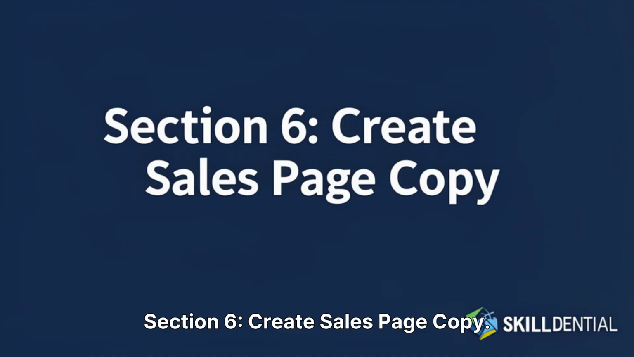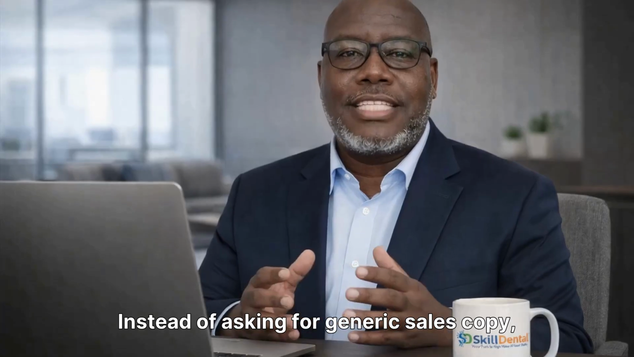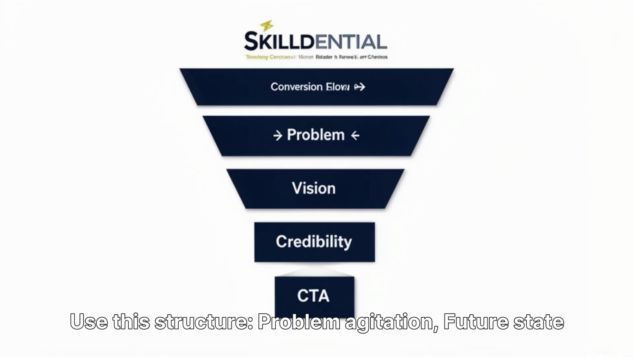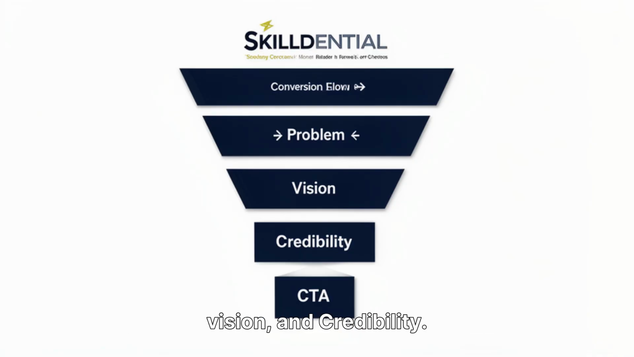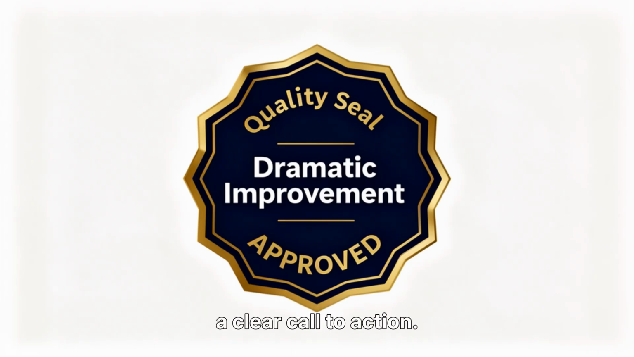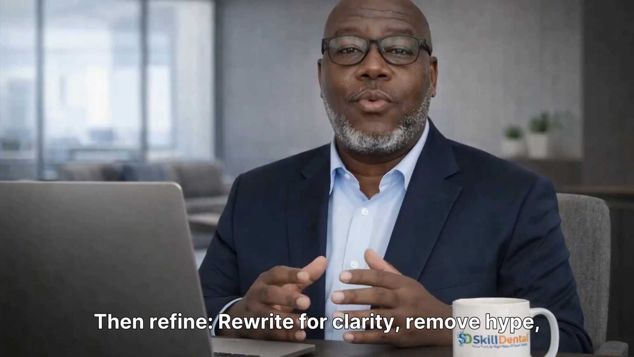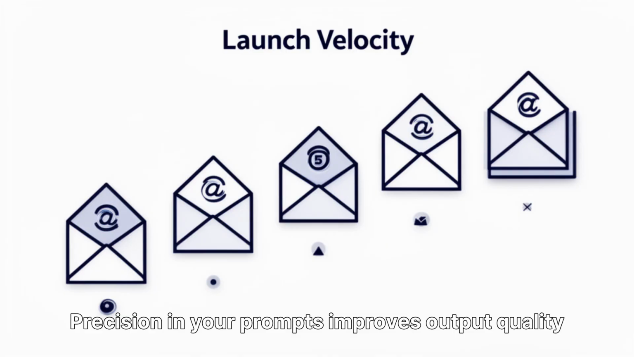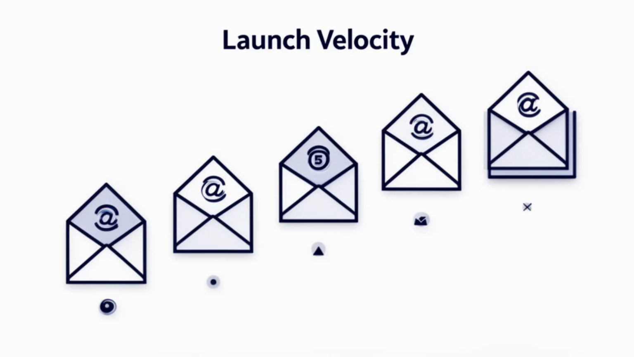Section 6. Create sales page copy. Instead of asking for generic sales copy, use a structured framework. Use this structure: problem agitation, future state vision, and credibility, followed by your curriculum, objection handling, and a clear call to action. Then refine, rewrite for clarity, remove hype, and increase your authority tone. Precision in your prompts improves output quality dramatically.